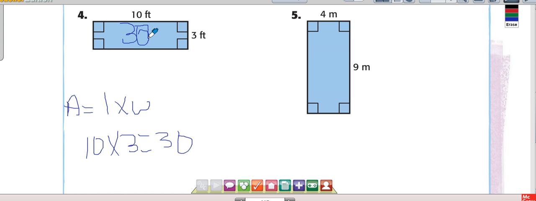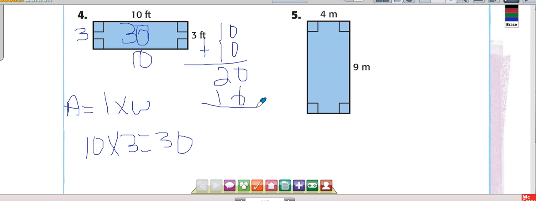Obviously, if it's a rectangle, opposite sides are the same length. So if I have 10 at the top, I'm going to have what at the bottom? 10. 3 on the right, I'm going to have 3 on the left. And just add them. 10 plus 10 is 20. I know that 3 plus 3 is 6, so 20 plus 6 is going to be 26. That's the perimeter, 30 is the area.